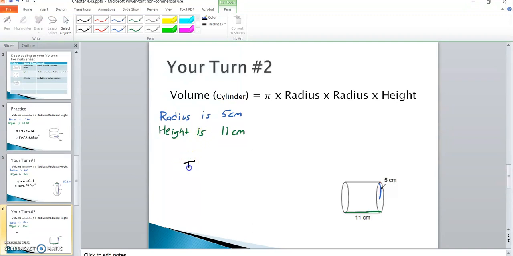Okay, so we have pi times 5 times 5 times 11. If we punch that into our calculator, we will get 863.937, and the units are centimeters cubed.